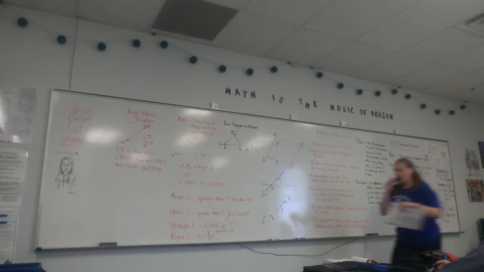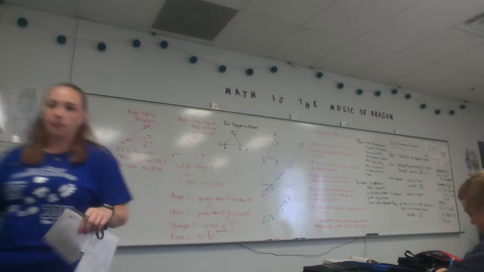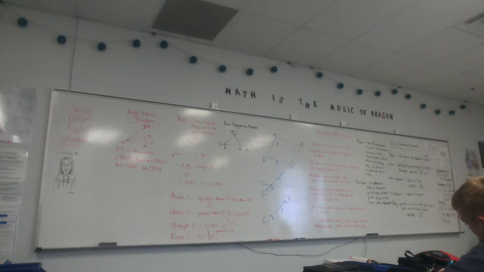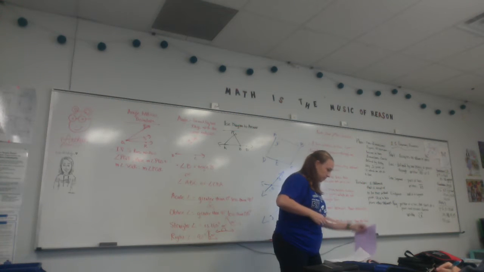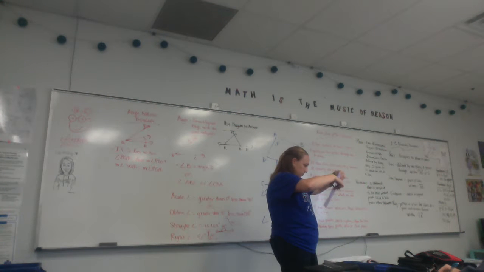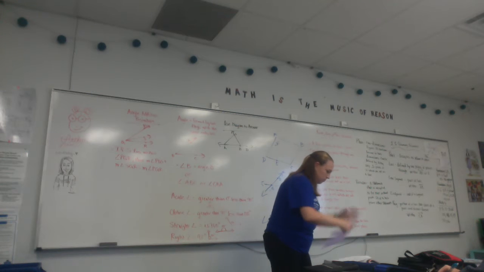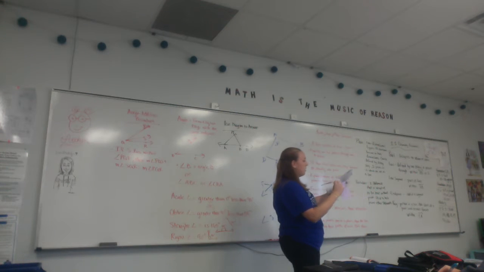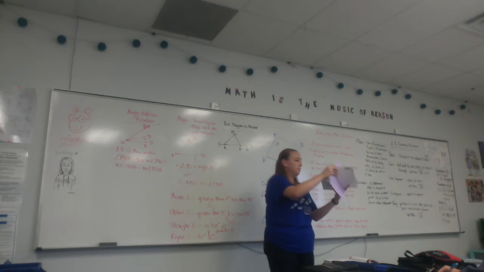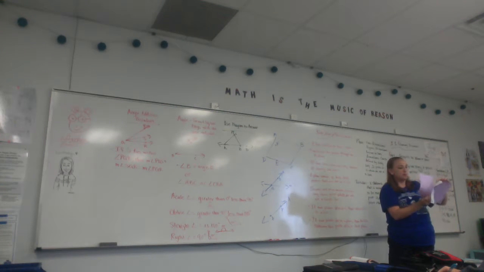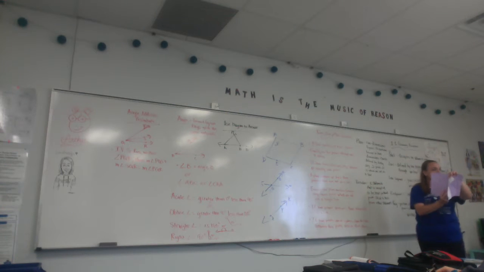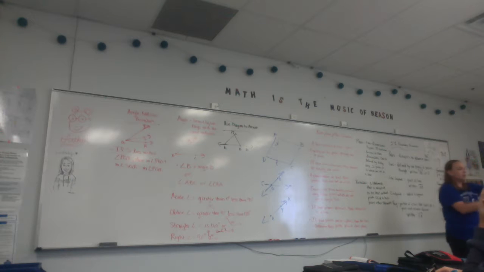Now, let's do this. If I have two planes, and they intersect like this, my planes are intersecting, pretend that they're cooperative planes. What do they create? A line. This right here is a line that they create.